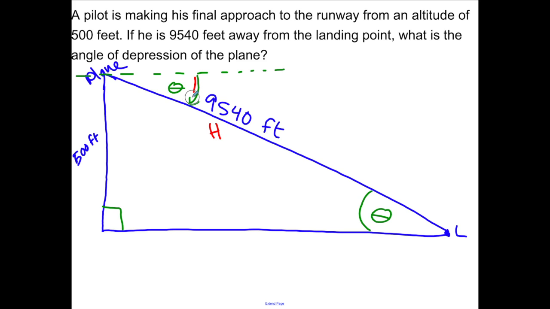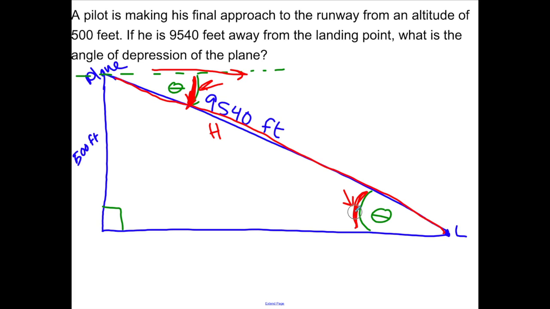So this is the angle of depression, because the plane is going this way and it's moving down that way gradually. That's the angle of depression. So if you look at that, don't they share a line? They share a line right here. So that means the angle of elevation here is the same as the angle of depression here. So if I can find this, then I'll know what this is.